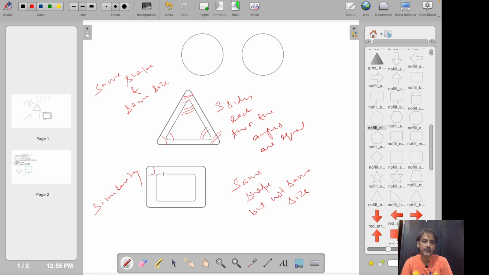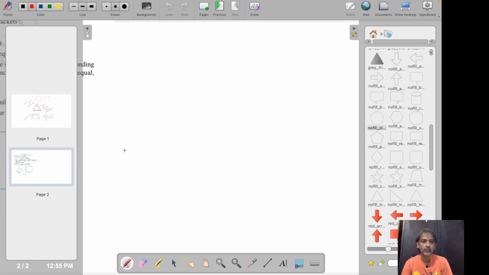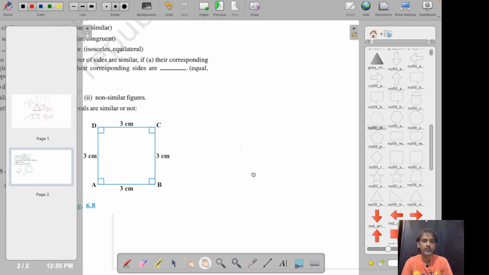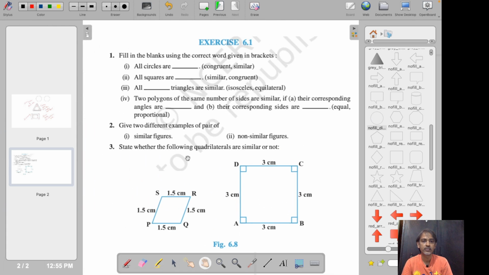Similarly here this angle is equal to this angle, this angle is equal to this angle, and this angle is equal to this, and this equals this, right? So this is about congruency and similarity of figures. Now we can go to the examples and see whether we can solve these or not. So let's see. These are some of the exercises given.